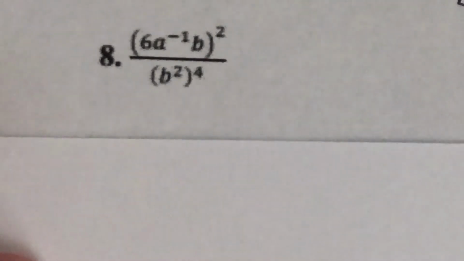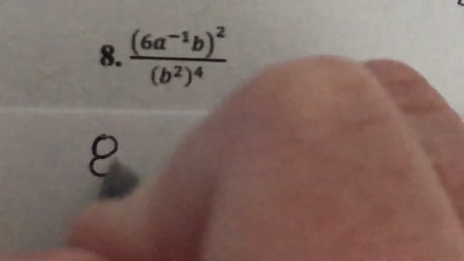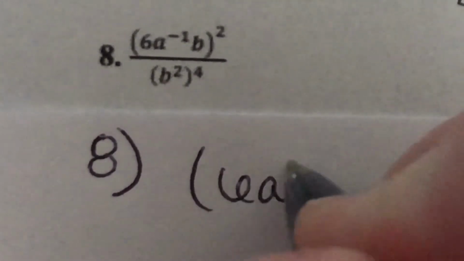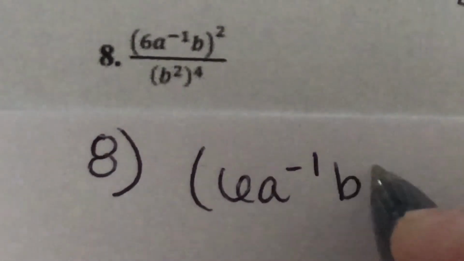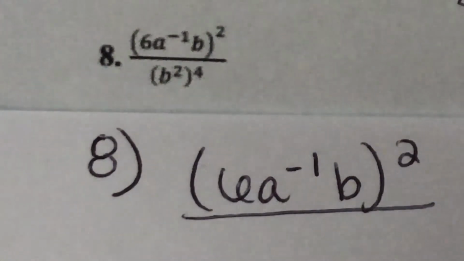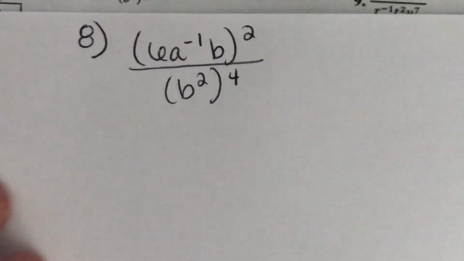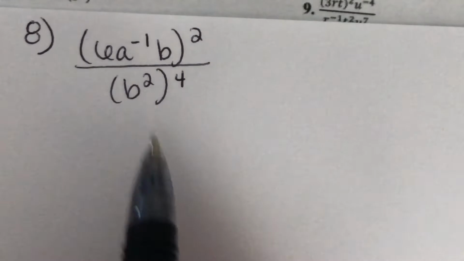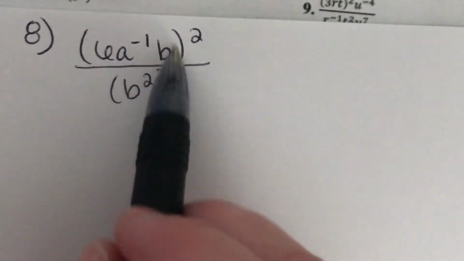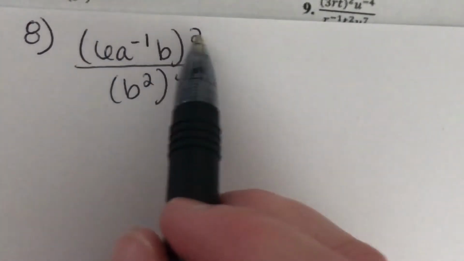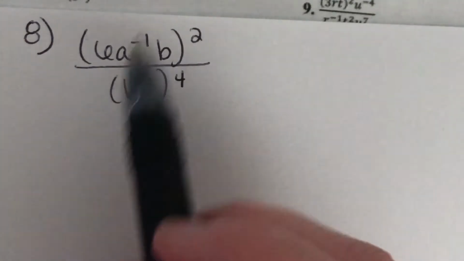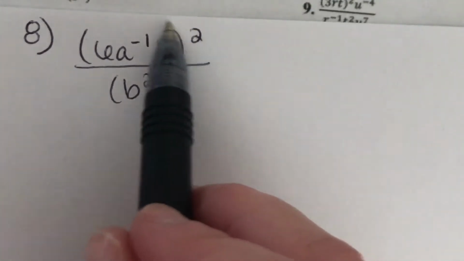All right, for number 8 here, we've got, let me just copy it, 6a to the negative 1, b, all that squared, all over b squared to the 4th. Okay, so now I can zoom out a little bit now that I've got it here. All right, so before we can touch anything inside parentheses, we need to get rid of the parentheses by distributing what's on the outside, right? So first thing I want to do is deliver this little exponent of 2 to each factor.